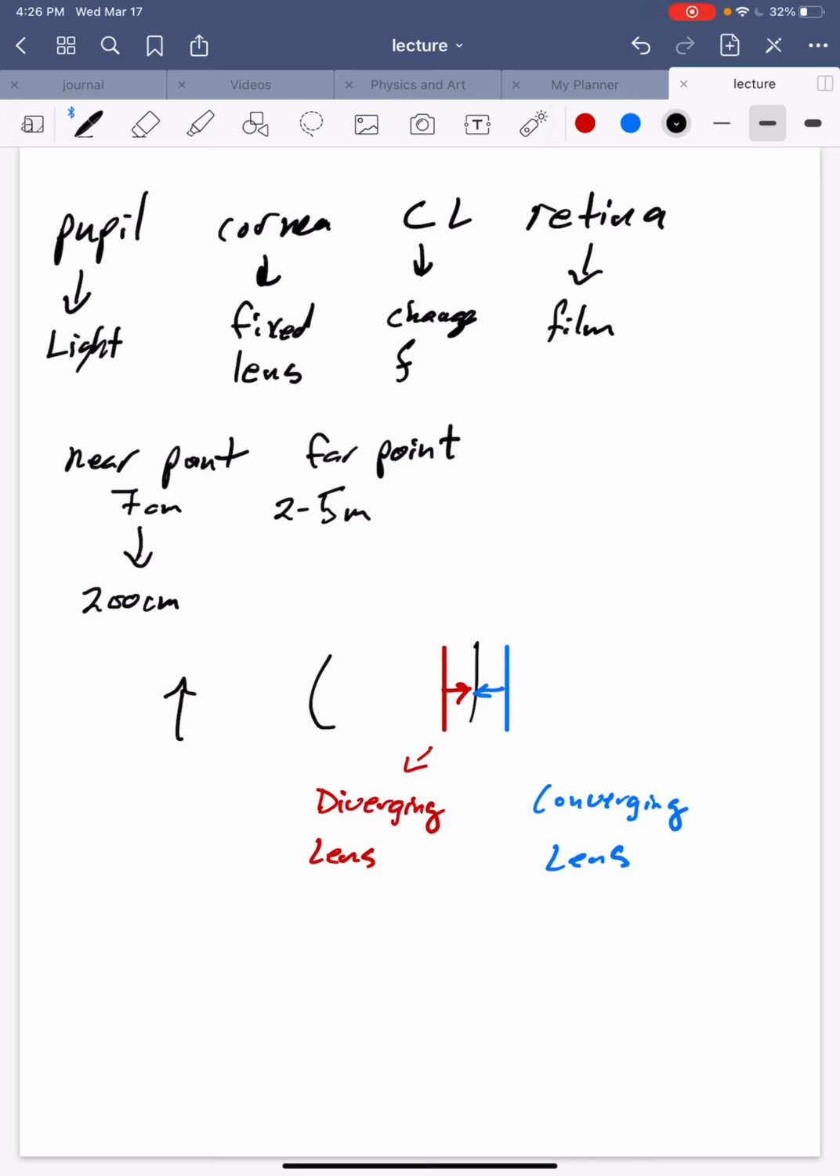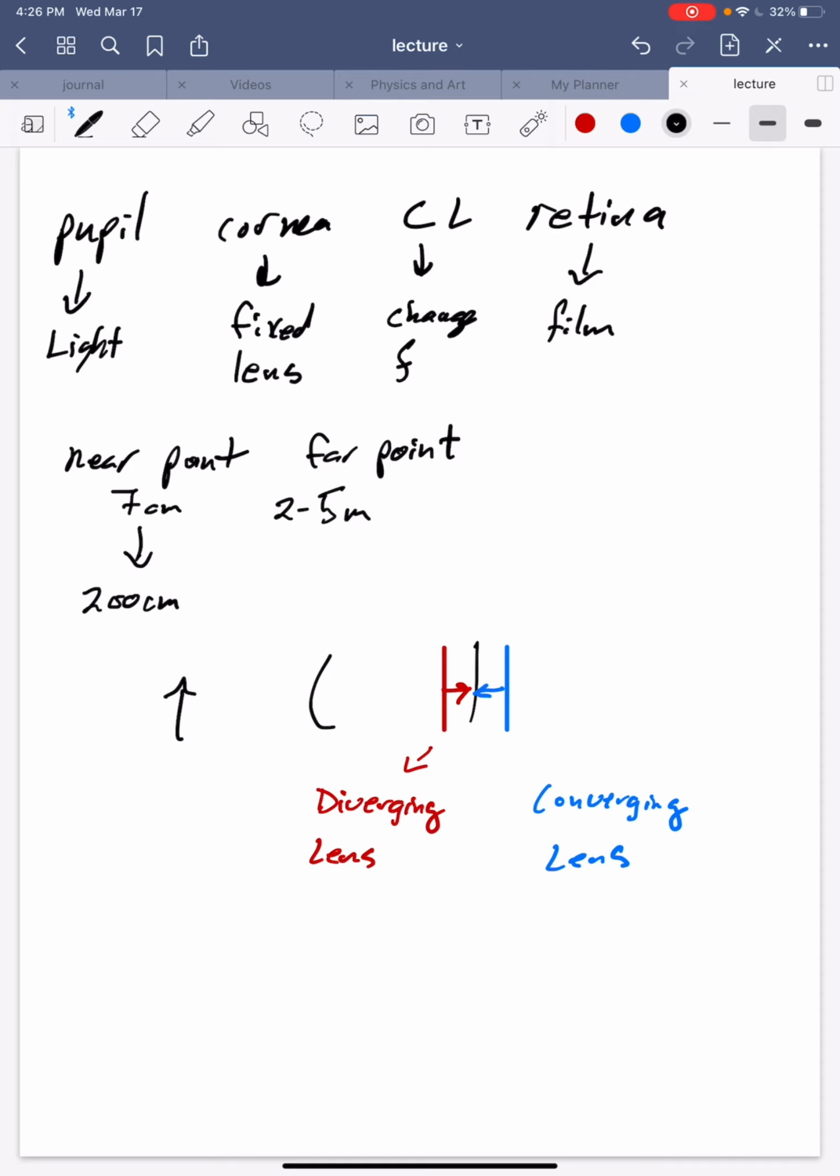And we can use a diverging lens to take that image that's in front of our retina and move it to our retina, or a converging lens to take the image that is behind our retina and move it to the retina. And that creates a three-lens system that allows us to see well, or as well as somebody with, say, 20/20 vision.